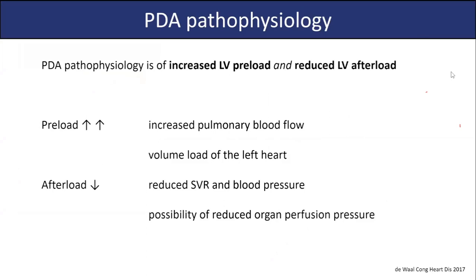With the increased preload, you get increased pulmonary blood flow, and you get an increased volume load of the left heart, the left atrium, and the left ventricle. With the decreased afterload, you get a reduced systemic vascular resistance and also reduced blood pressure, and that can certainly lead to reduced organ perfusion pressure, which is regulated in each organ individually.